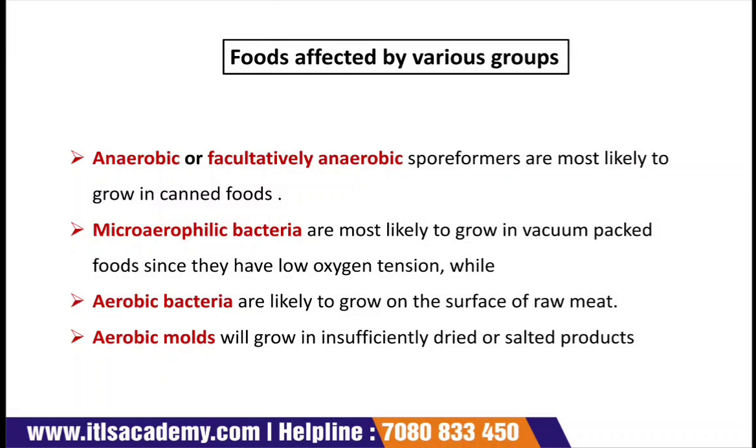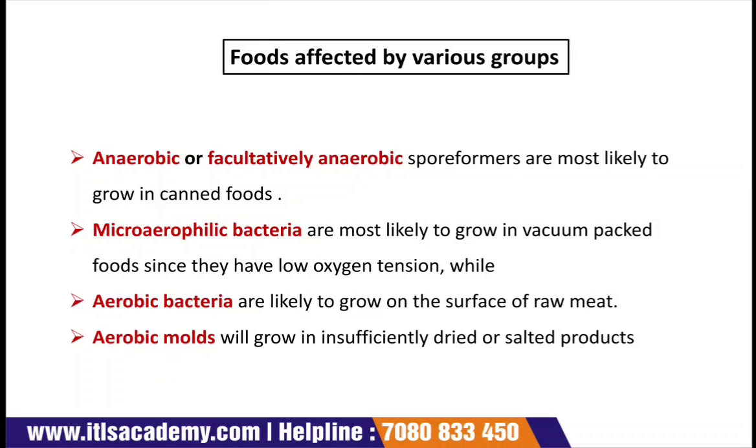Then there are the microaerophilic bacteria. These are the bacteria that mostly grow in vacuum packed food. Since there are food items that are vacuum packed, in that condition also bacteria can grow. Which type of bacteria? The microaerophilic bacteria. And how? Since there is low oxygen tension, they can easily grow.